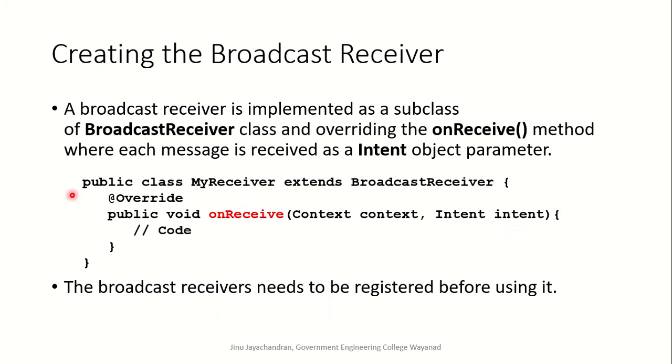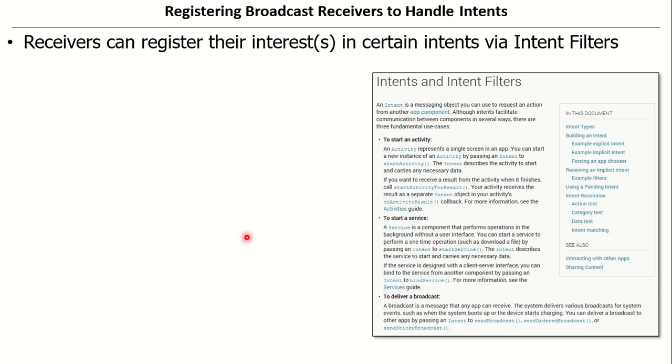But before all these things, the broadcast receiver needs to register, saying that whenever a message for this intent comes, the onReceive function of my app should be called. So receivers can register their interest in certain intents via intent filters.